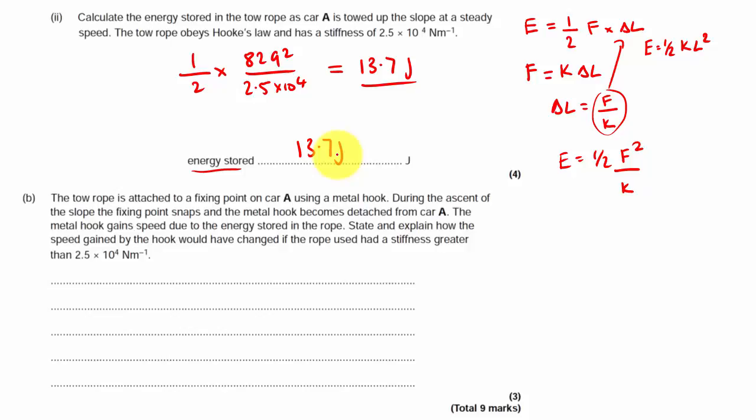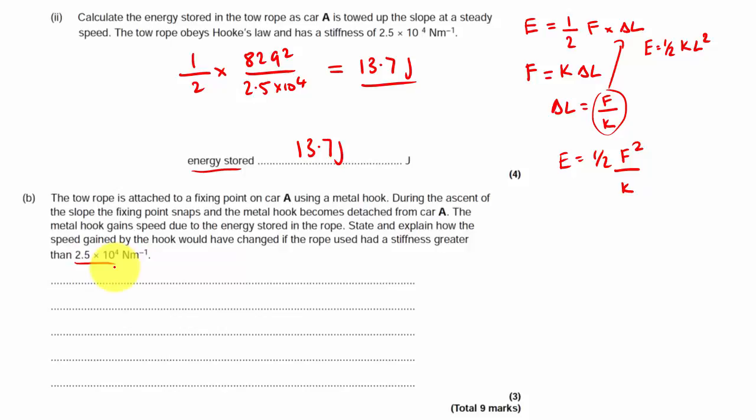Again, pause the video if you'd like to read it properly. Now we're being told that the rope is attached to a fixing point on car A, the car that's being towed, and during the ascent, the fixing point snaps and the metal hook becomes detached, and the metal hook gains speed due to the energy stored in the rope. State and explain how the speed gained by the hook would have changed if the rope they had used had a greater stiffness, greater than 2.5.